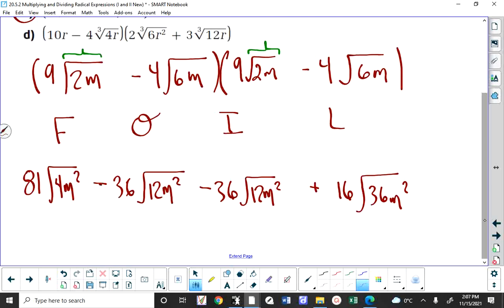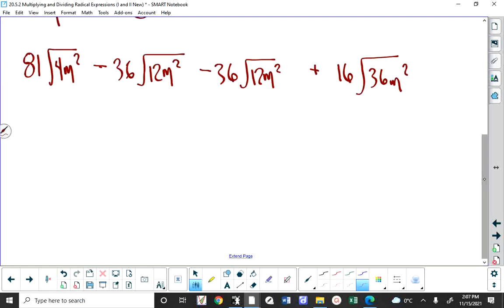So now let's clean this up. This is 81 times 2m, because the square root of 4 is exactly 2, and the square root of m squared is exactly m. I have two similar terms here. I have negative 36 root 12m squareds, and another negative 36 root 12m squareds. That gives me negative 72 root 12m squareds.